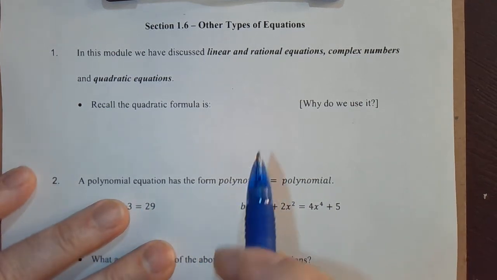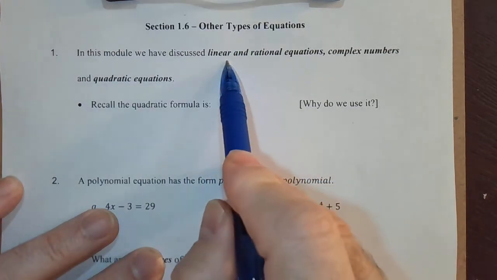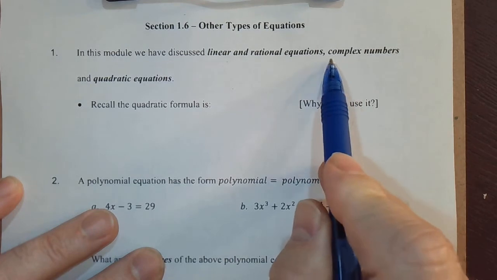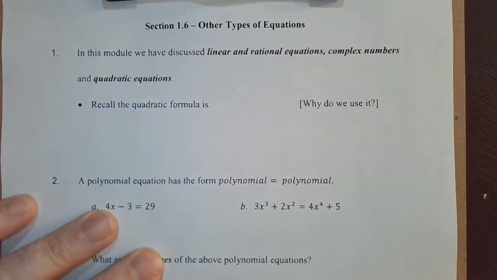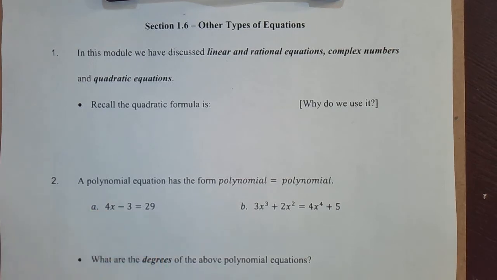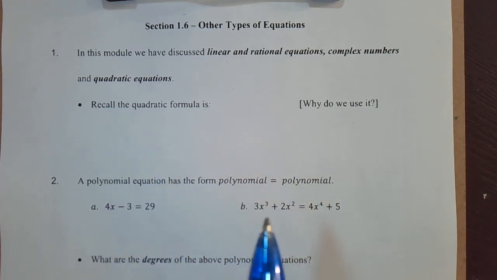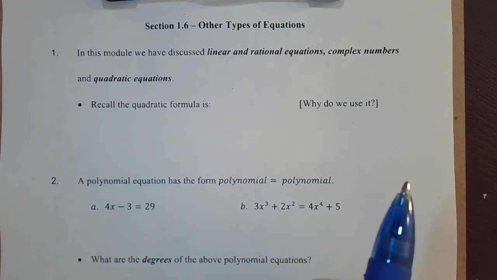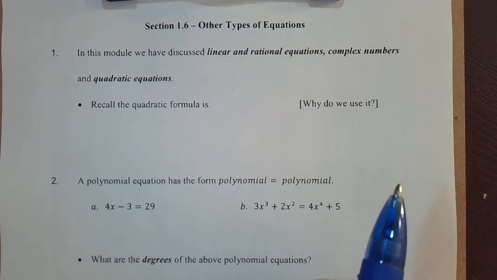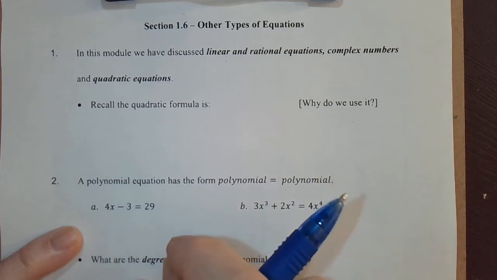Well, in this section we're going to discuss other types of equations. We have previously discussed linear equations, rational equations. We've discussed complex numbers as well, and quadratic equations. So in this section we'll be talking about polynomial equations. We'll talk about radical equations, equations that have radicals, and even equations that have exponents that are not integers. So rational exponents, it's like a fractional exponent.